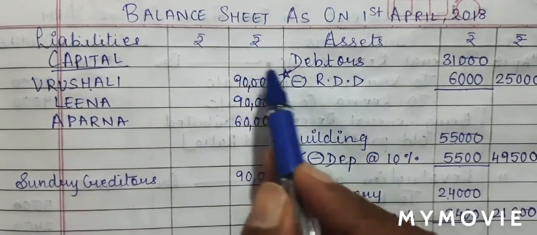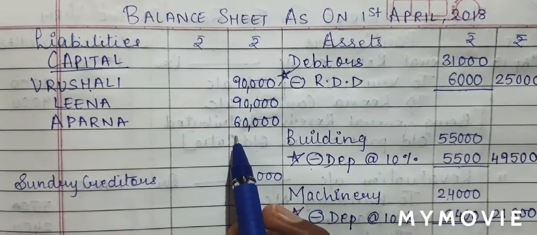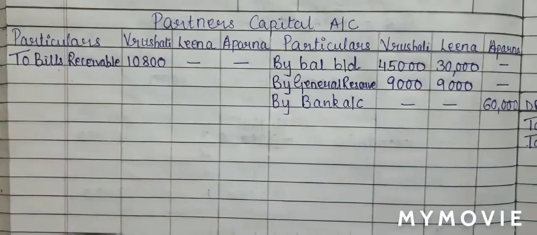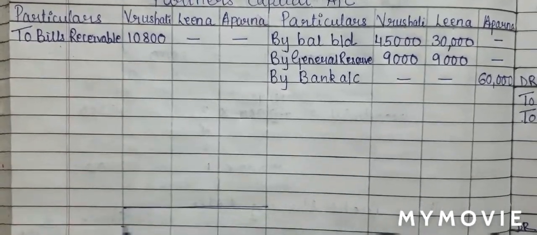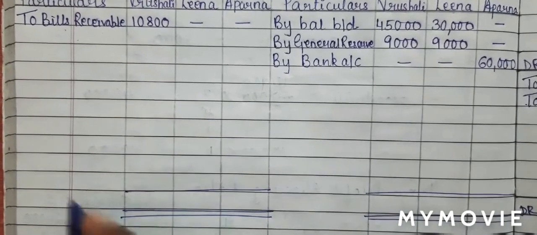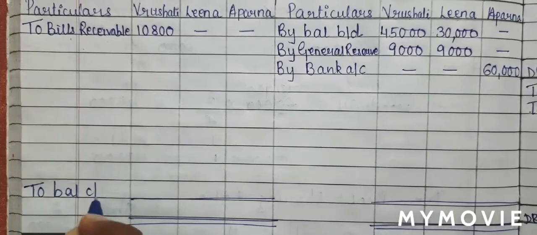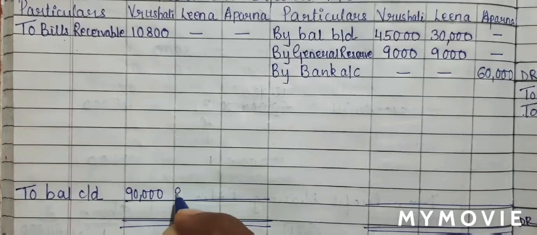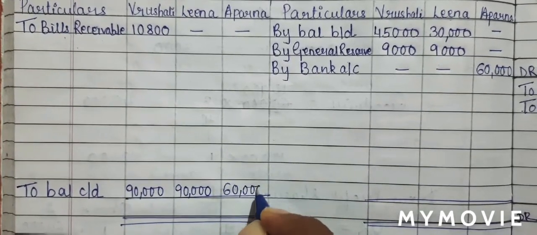Now students, from where do we get this capital amount? We get this capital amount from the partners' capital account. So let's write this in the partners' capital account. In the partners' capital account, we will double underline on both sides, and on top we will write it as to balance carried down: Vrushali 90,000, Leena 90,000 and Aparna 60,000.